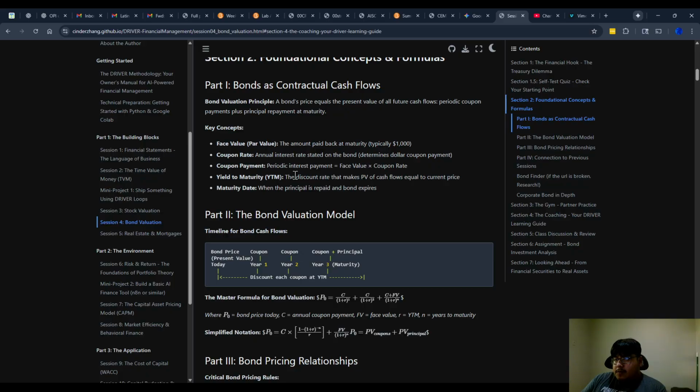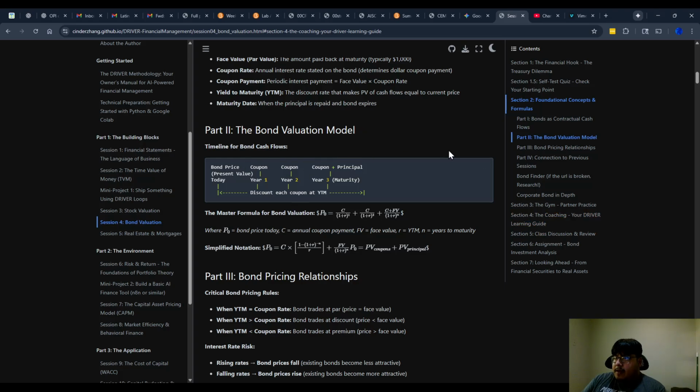And then YTM, yield to maturity, which was earlier in the self quiz, is the discount rate that makes the present value of cash flows equal to the current price. And then maturity date, when the principal is repaid and the bond expires. And then we went on to the bond valuation model.